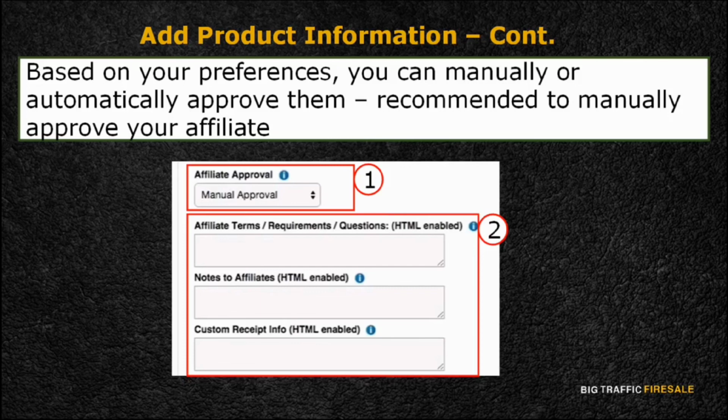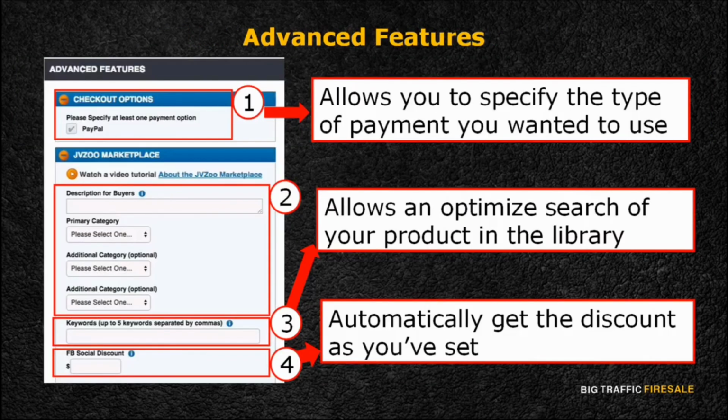Hence, the 3 boxes below are crucial for your affiliate. These are supported by HTML, which means if you have your customized rules and regulations to the affiliate, you can simply copy the links and paste them in the respective boxes. That concludes the basic information of your product. Finally, the advanced features. Should you have extra information and specific directions that you want out of your product, you'll need to fill them in.